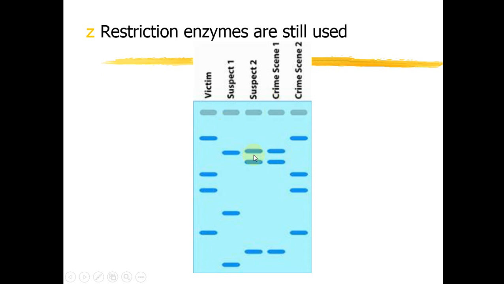So now see, the victim's sample matches with crime scene 2. And the suspect 2 sample fingerprint is matching with crime scene 1. That means this suspect is the criminal.